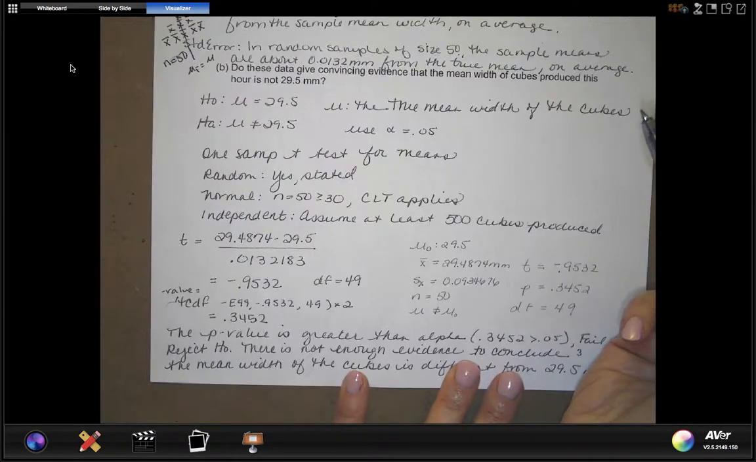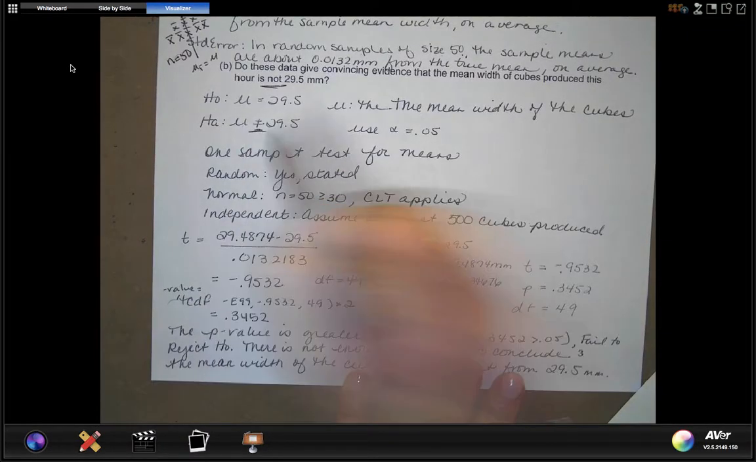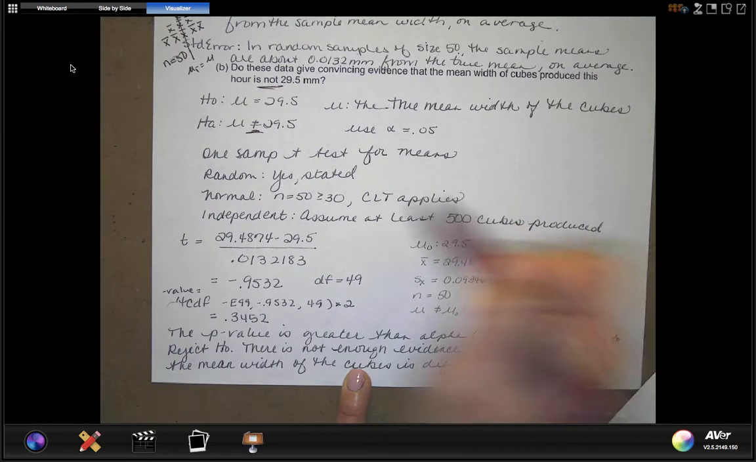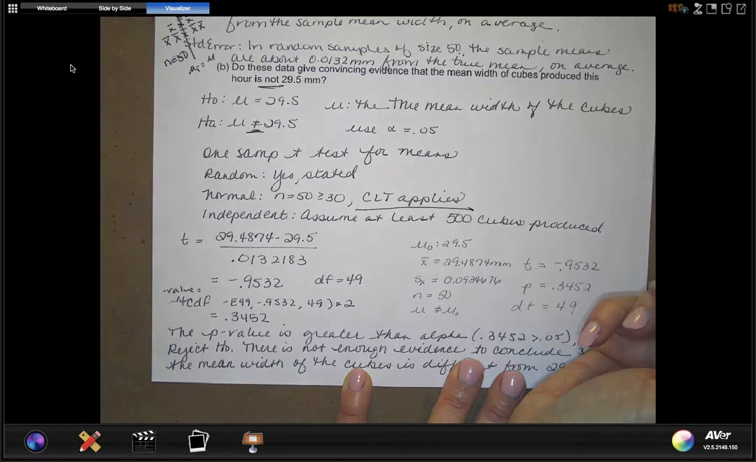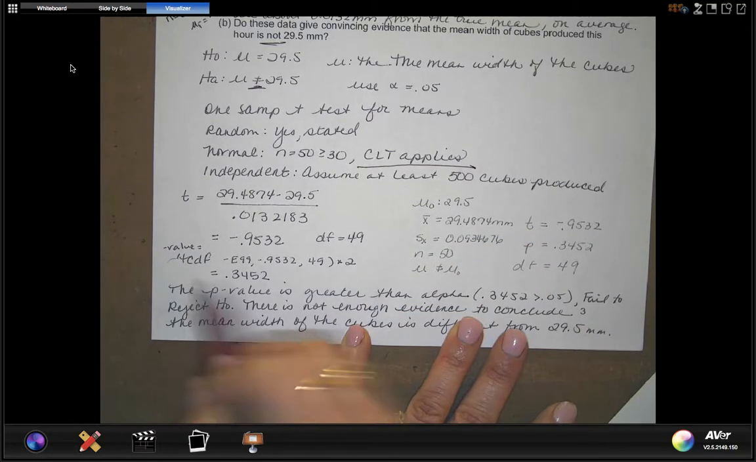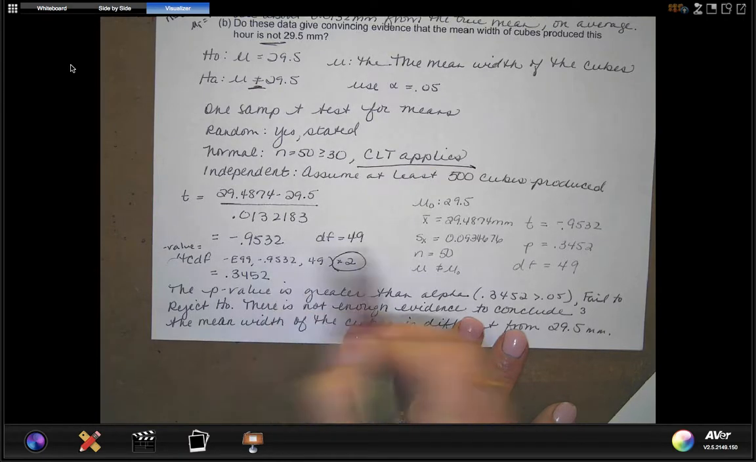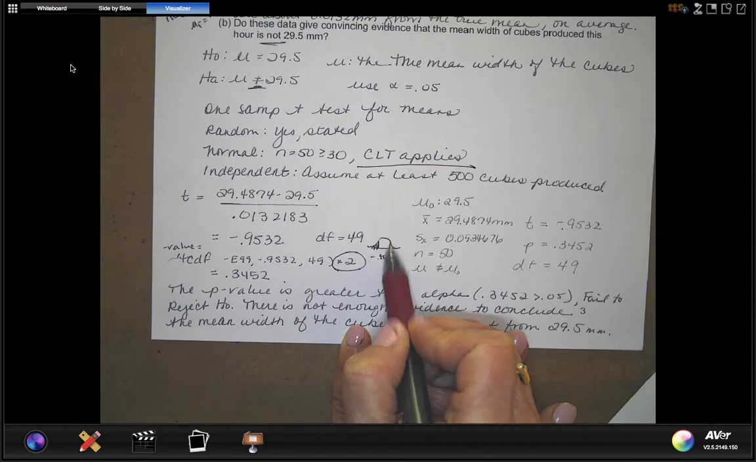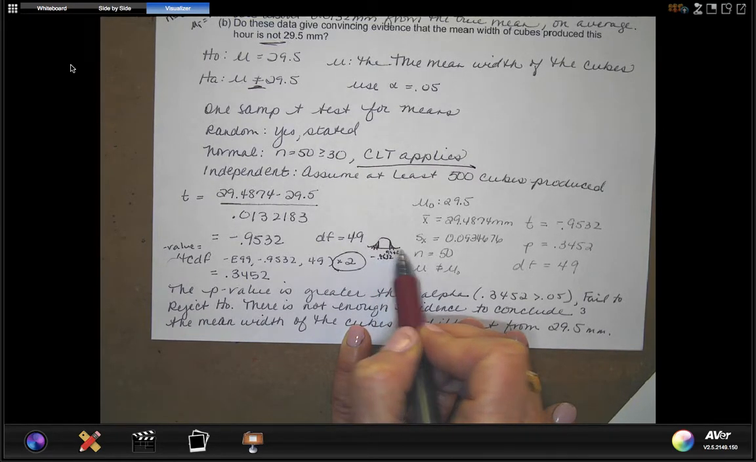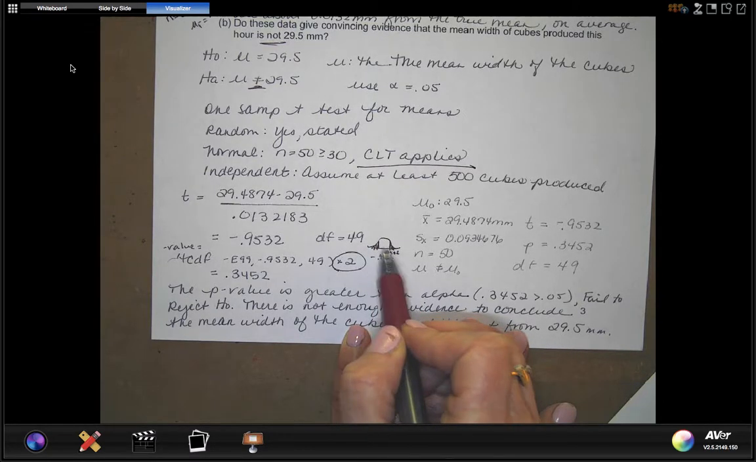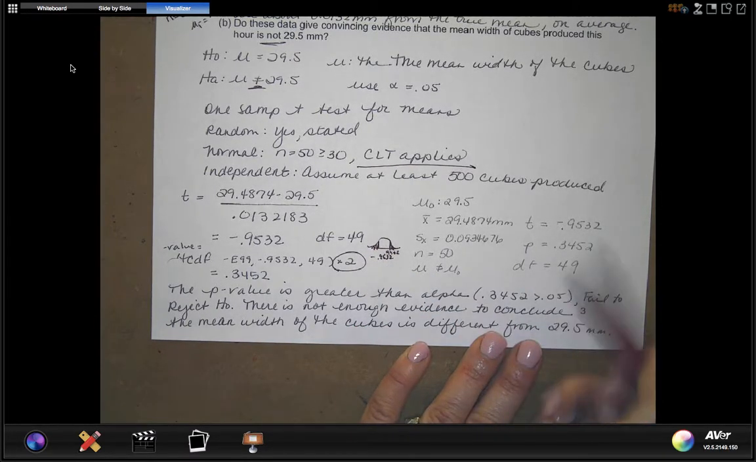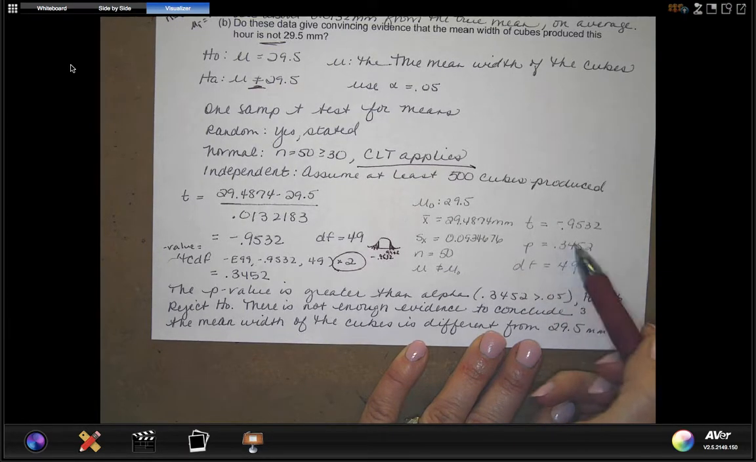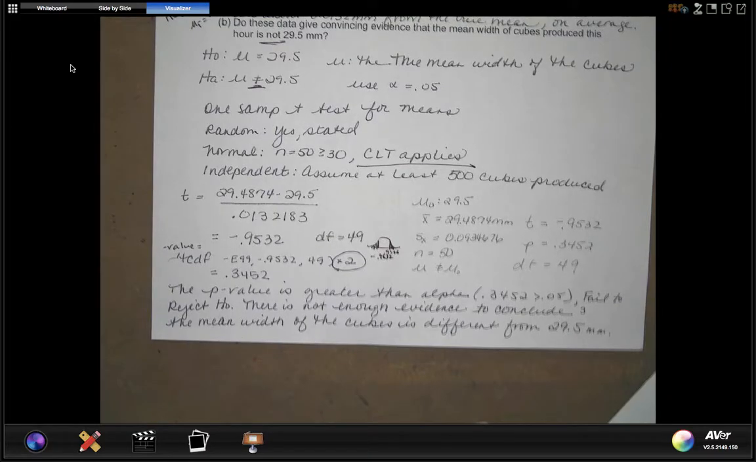The only thing I wanted you to note here, it says not, so it's a not equal. The central limit theorem applies, so don't worry about making a graph or anything like that. If you're going to do it by hand, what I did here is I found the p-value in the one side here. And then I doubled that because that'll be both of them. You can do it using the calculator. Just type in your inputs. This is what I would see here. The p-value is greater than alpha. Fail to reject. There's not enough evidence to conclude the mean width of cubes is different from 29.5.